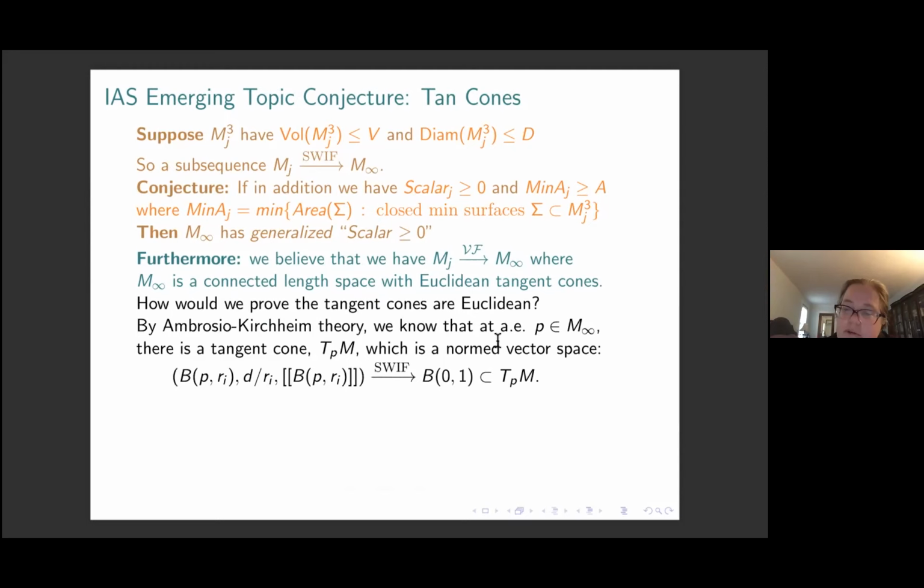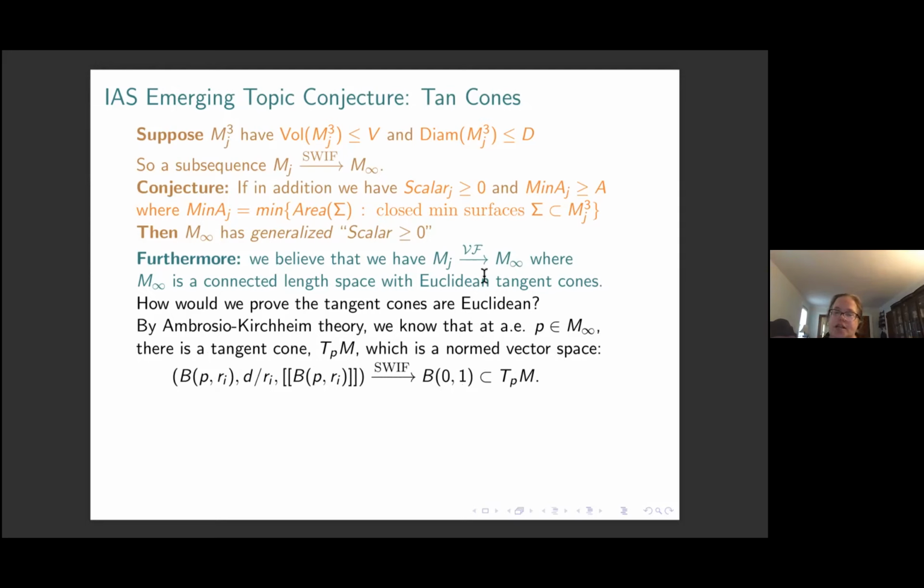By Ambrosio-Kirchheim theory, we already know that at almost every point in the limit space, there's a tangent cone, T_pM, which is a normed vector space. That's the limit of balls that are rescaled smaller and smaller. You get a limit, and you get a ball of radius 1 in this tangent space. If you take capital R times the rescaling, you get a ball of radius capital R in the tangent space. It's called a tangent cone because it could be cone shaped. It's also to emphasize that this is only a normed vector space, and it is not known to be Euclidean. It is m-dimensional, that's correct, but it's only normed. That's already known. No further work needs to be done to know this much. This is already a complete fact.